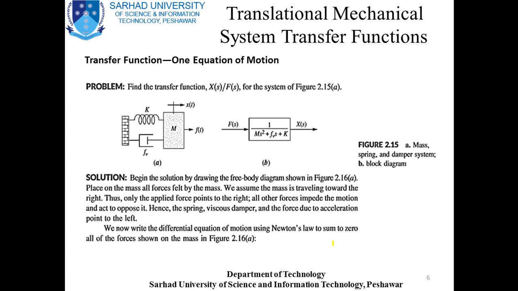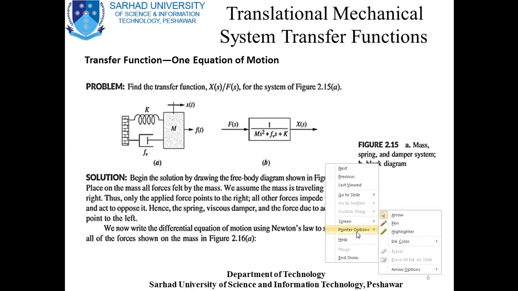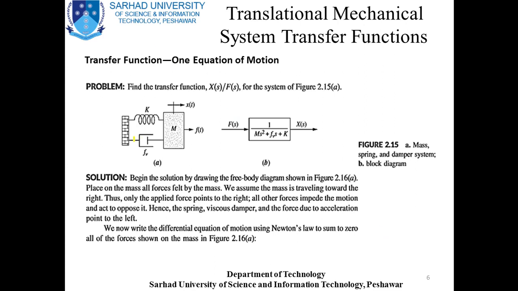So starting with the first mechanical example, it has been asked to find the transfer function for this system. This is a mechanical system, and there is K, the spring constant, this is the mass M, this is the damping force Fv, this is the total force that you have applied, and this is the displacement covered by the mass.